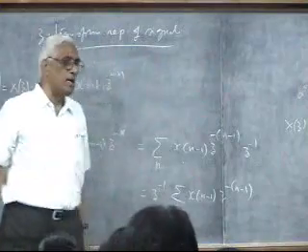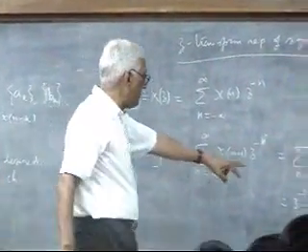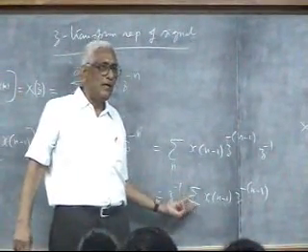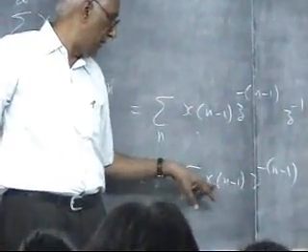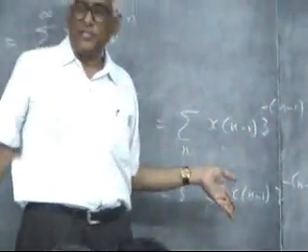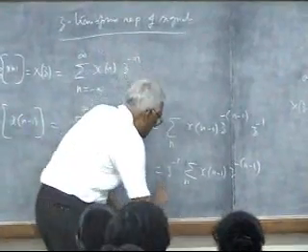Now, you replace the variable n minus 1 as m. So you will get x[m] Z to the power of minus m, summed over all m. Got your point? When n goes from minus infinity to plus infinity, m also goes from minus infinity to plus infinity, no problem. So, that means this is the same as Z to the minus 1 times the Z transform of x[n].